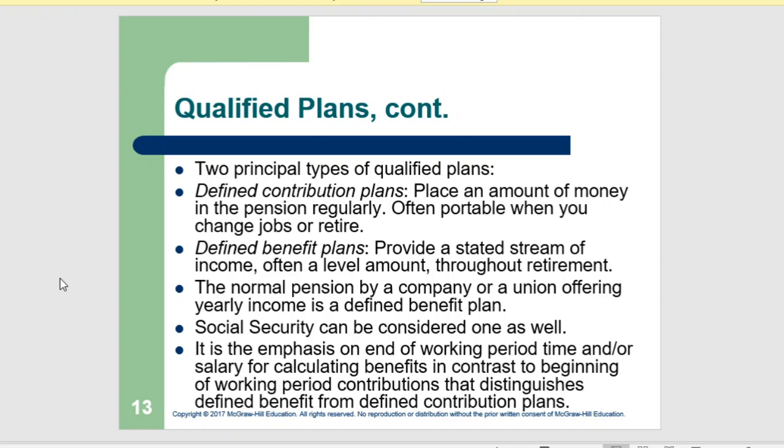There are two principal types of qualified plans. The first is defined contribution plans. This is where you put a defined contribution into the plan. So I set aside $550 every month into the plan, and my benefit is going to change up and down depending on how the markets behave, and in my retirement. Defined contribution plans are often portable when you change jobs or retire, because in a way you've contributed money to an account and you have a balance in that account. That's usually how they're administered.